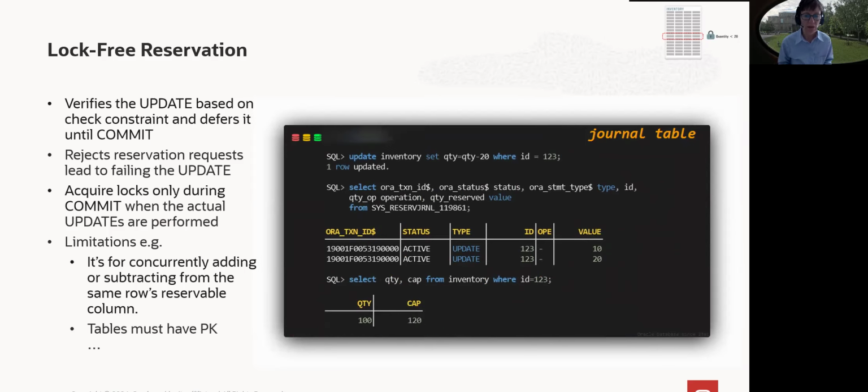But keep in mind, if you query your table, you will still see the old value, because the update will be done at commit time. There are more limitations. Please check out the documentation. For example, the tables must have a primary key; that is one other rule that you should keep in mind.